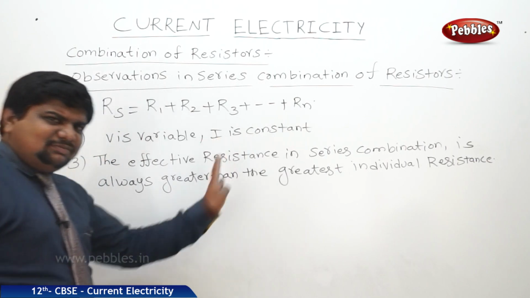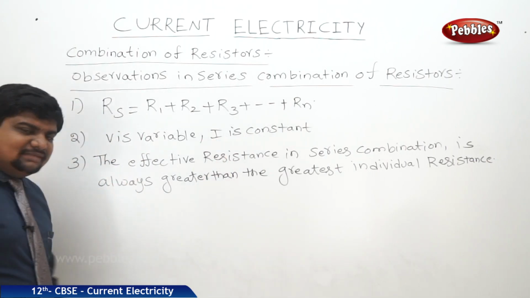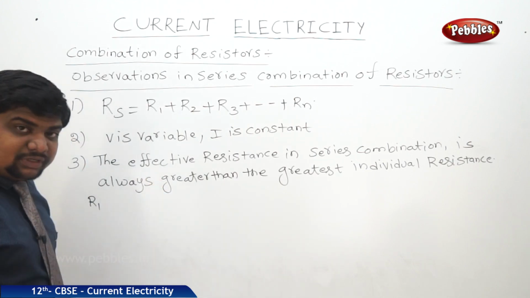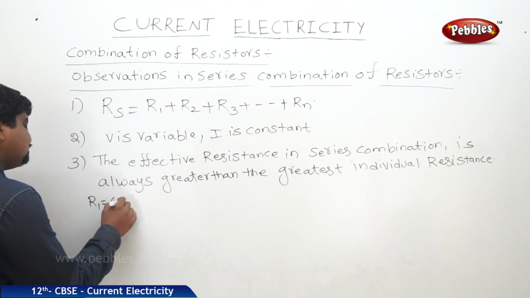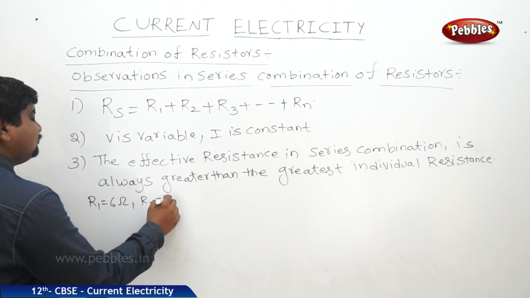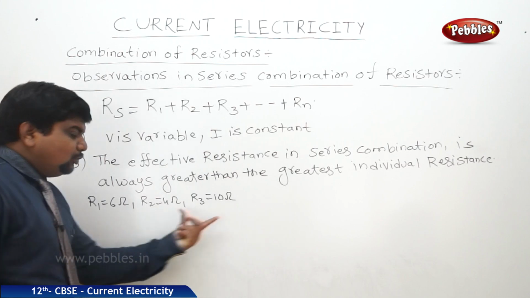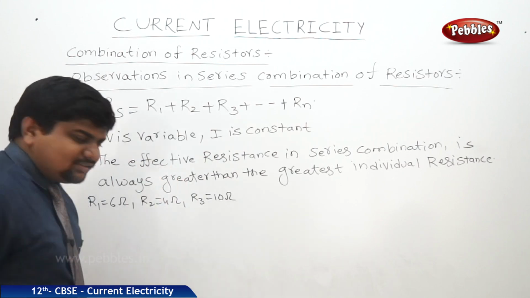What is the meaning of this big statement? The meaning will be simple. I am taking two examples, from which we can understand. Let us take R1 is equal to 6 ohms, R2 is equal to 4 ohms, R3 is equal to 10 ohms. I have grouped these three resistors in series combination.